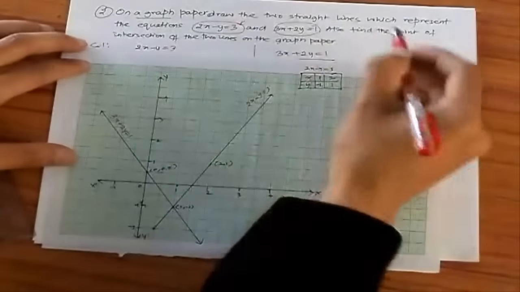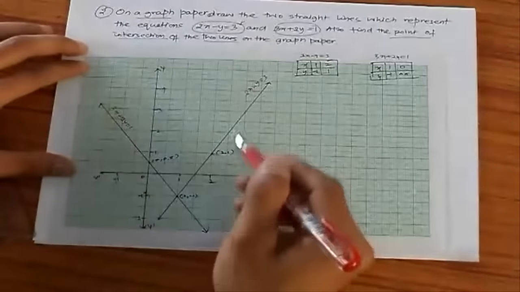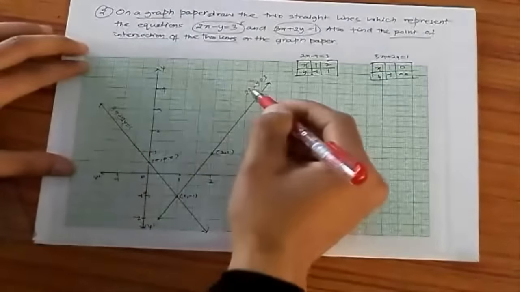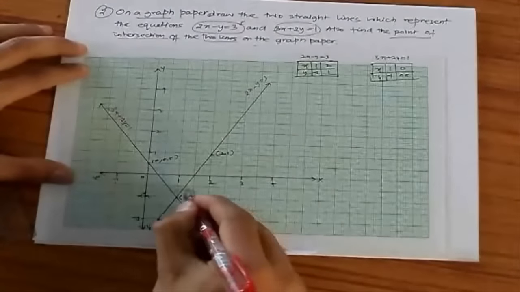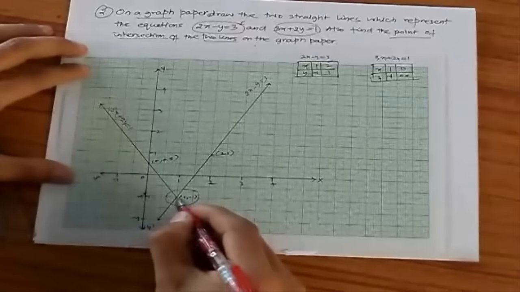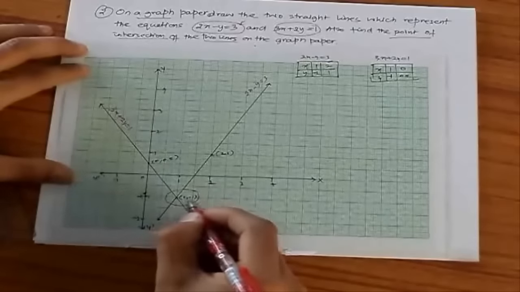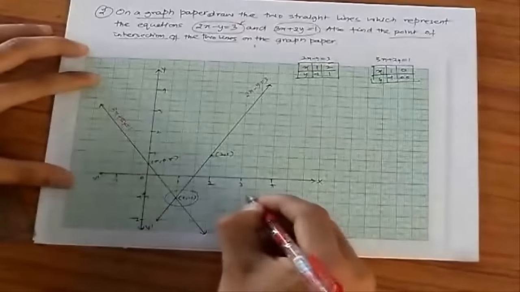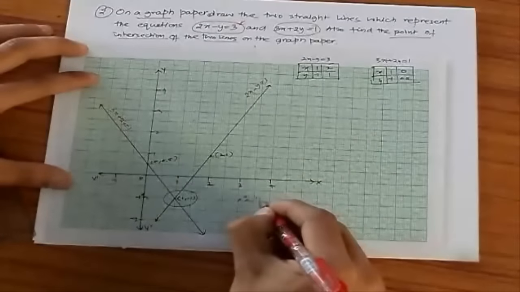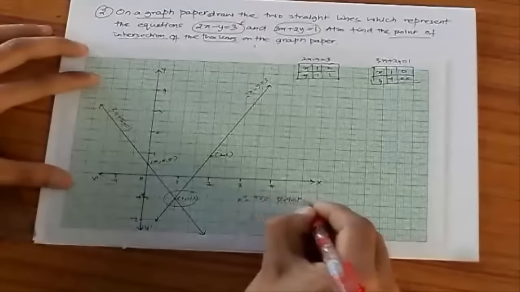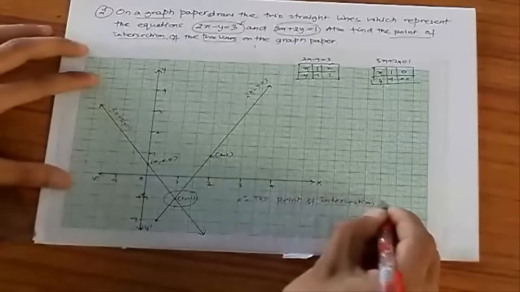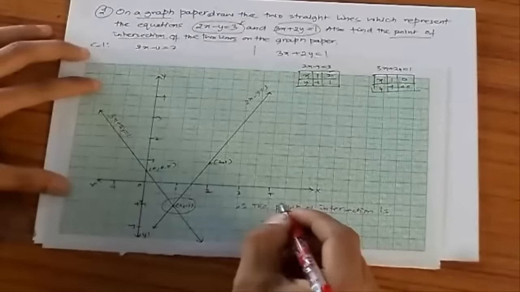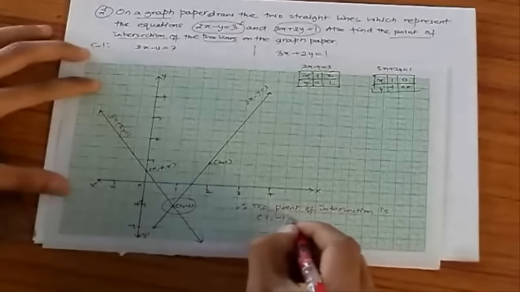So the next is to find the point of intersection of the 2 lines. These 2 lines, 2x minus y equals 3 and 3x plus 2y equals 1, where do they intersect? Here. These 2 graphs intersect here. Then what are the coordinates of this point? It's 1, -1. So it's very simple. Therefore, the point of intersection is 1, -1. Done.